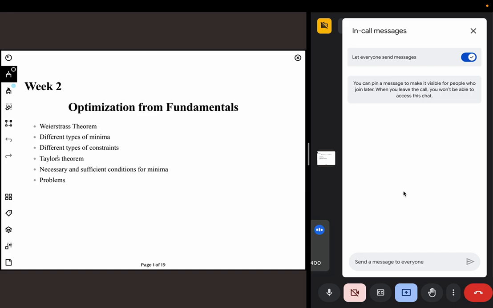What we discussed are basically the Weierstrass theorem again, when it should be applied, the three different conditions of continuity and the closed and boundedness. Then we saw the different types of minima that we have: local minima, global minima, and then isolated local minima and strictly local minima. Then we discussed the types of constraints, the difference between inequality and equality constraints, how you search inside the region and how you search on the boundary. Then we discussed what Taylor's theorem is and how we can use it to derive the necessary and sufficient conditions for minima in a particular domain, in an open set. These are the main topics that I discussed in week 2.